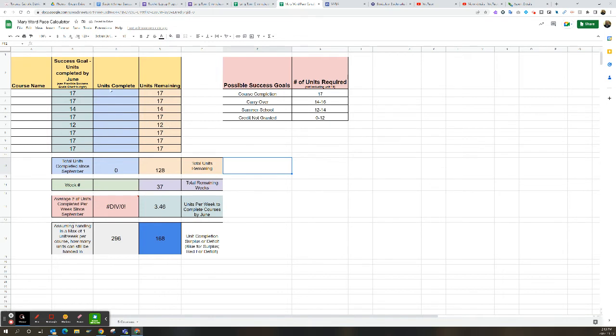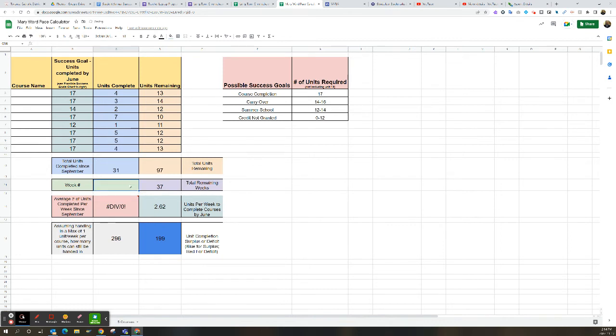And what they're to do now is to say, okay, this is how many units I have done at this point, because there's nothing here. So let's go through some of these, and maybe we say 7, maybe we say 1, maybe we say 5, 4, 5, 4. And you'll notice that the units remaining changes. What also changes here is this blue box down here, the total number of units that they've completed since September. And so this number will constantly increase. And this is how many are left to do to get those goals of 17.